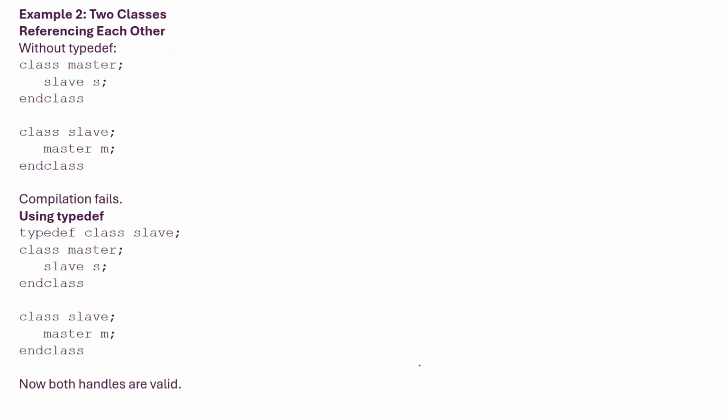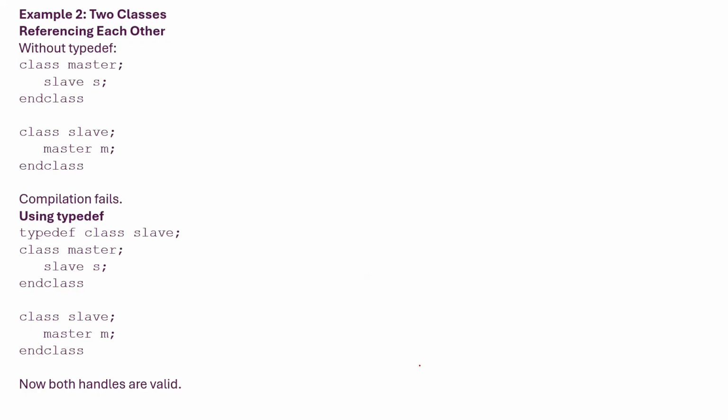In the same way, two classes referencing each other. That means without typedef, master is there, no? So master handle we can assign in the slave handle, but slave handle we can't assign that. Okay, because of compilation failure. Because previously we need to represent the slave class before the master. Okay, then only the master knows that.